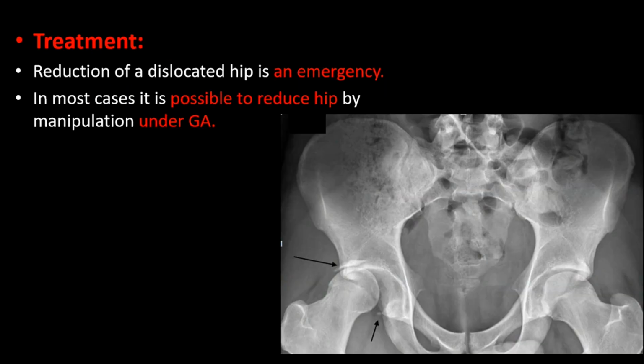Treatment. The treatment of the posterior dislocation of a hip is an emergency, since the longer the head remains out of the socket, out of the acetabulum, there are more chances of it becoming avascular. So this is an emergency. In most cases, it is possible to get the hip joint reduced by manipulation under general anesthesia.